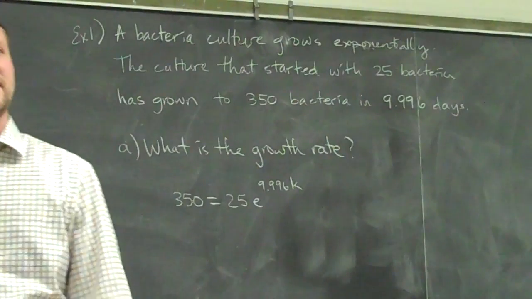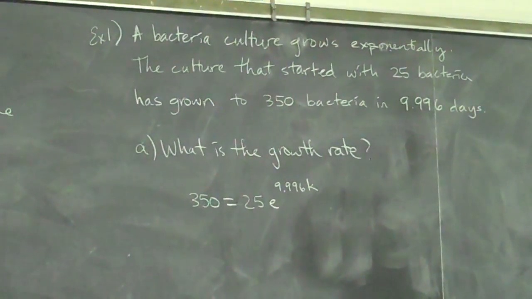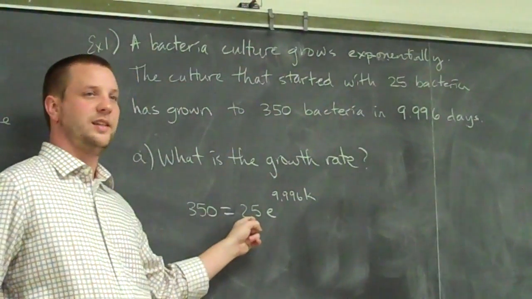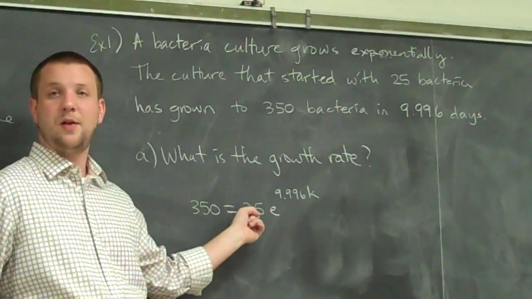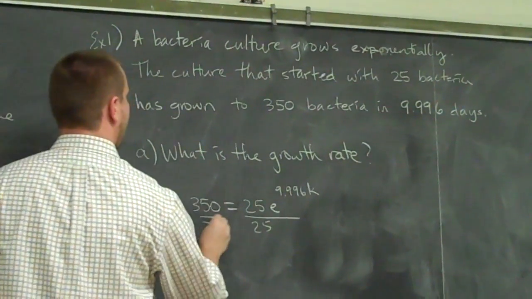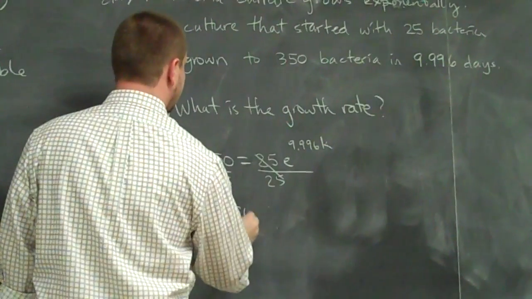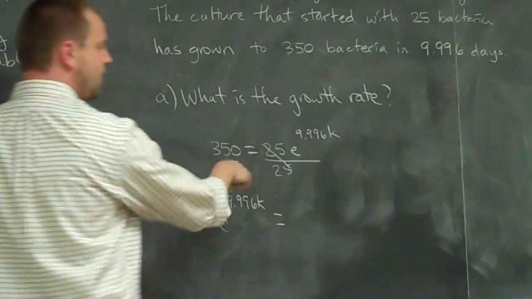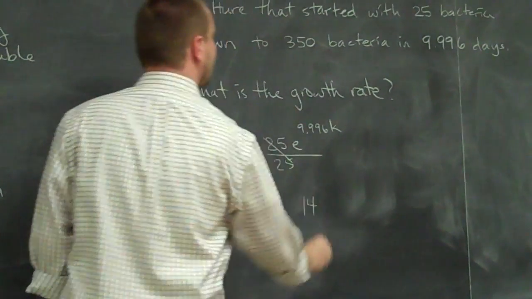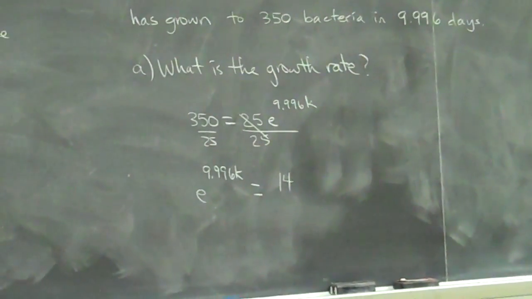where is it? What kind of equation is this that I need to solve? This is an exponential equation. And how do we solve exponential equations? We're going to take the log of both sides, but before we do, we got to contend with that 25. Okay? So how do I get rid of this 25? Divide it off. So e to the 9.996k equals, what is 350 divided by 25? 14? Oh, how nice. Okay, now what?